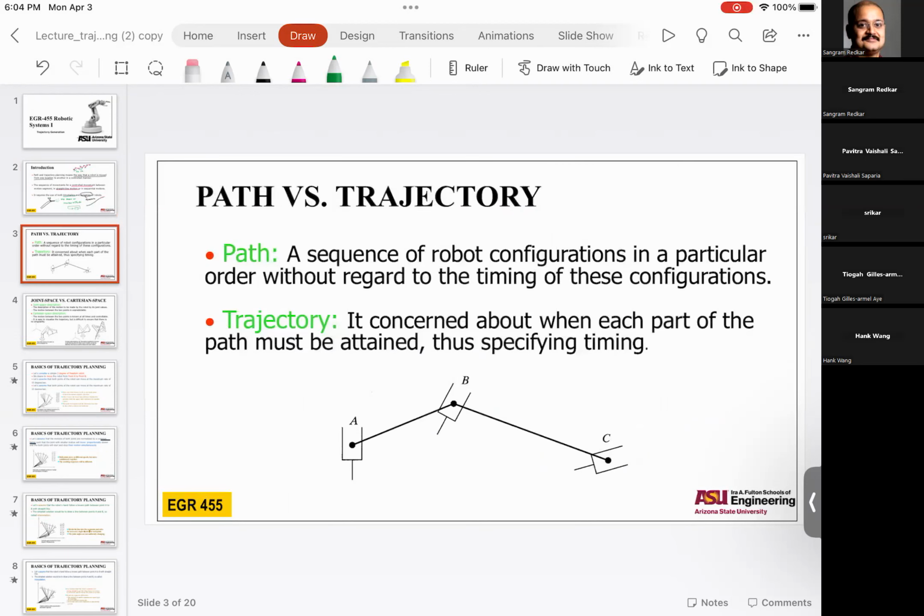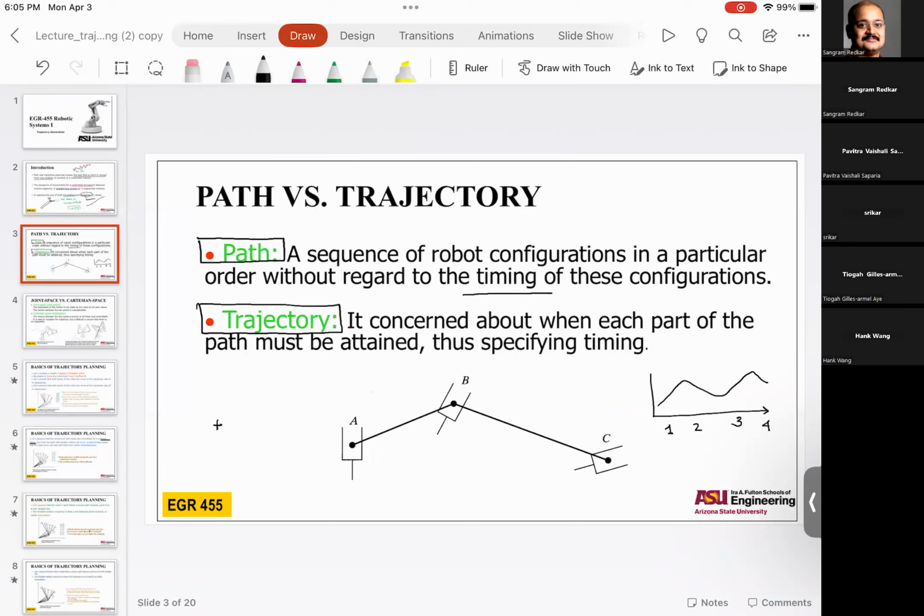Now the next thing is the difference between the path and the trajectory. So what do we mean by path? Path means a sequence of robot configurations in a particular order, but we are not looking at the time of these configurations. So what you have is certain robot configurations, but there is no time axis. It is just step one, step two, step three, and step four. But as soon as you add time onto the x-axis, you are going to have what is called the trajectory.